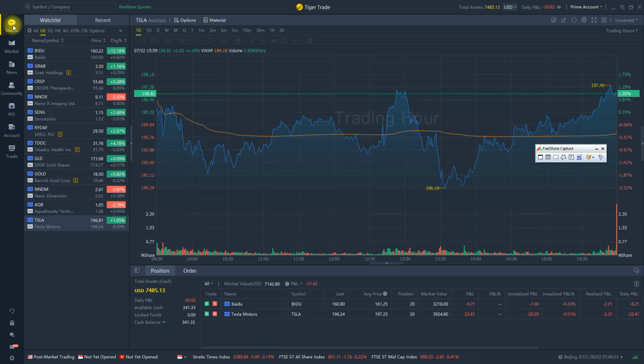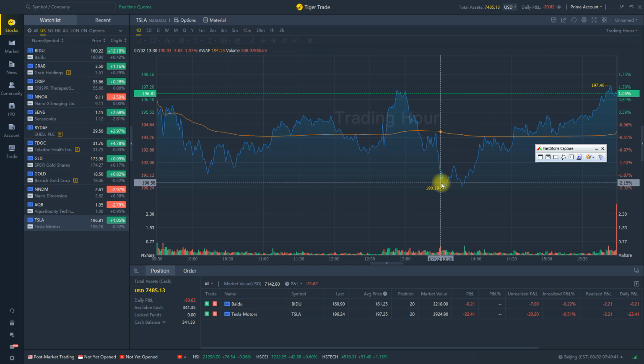Now, what shares did I buy? So last night I bought Tesla. I only bought 20 shares, and Baidu I bought 20 shares, and I was able to follow the share price of Tesla last night.